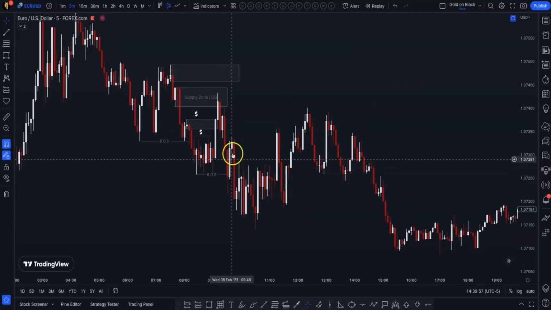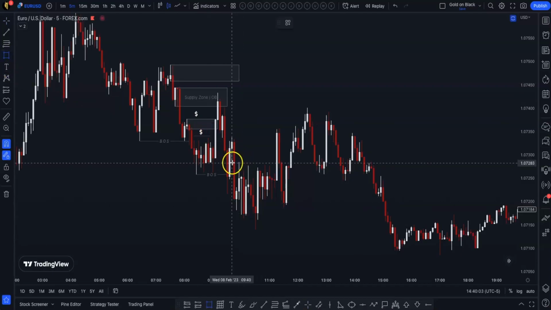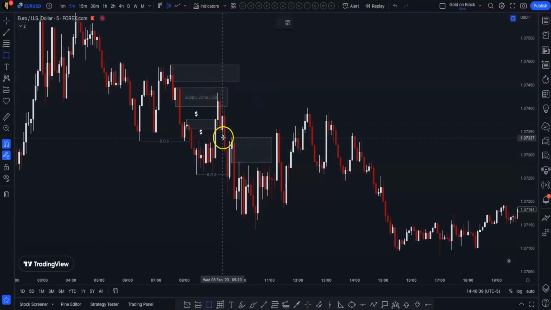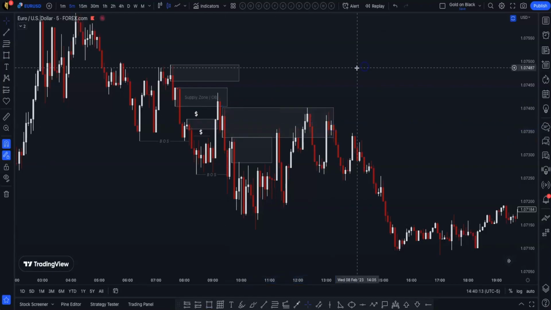After the break, price makes a little correction and drops again, creates another little break right there. We're going to mark the zones, right? We do have this one right here. This is a POI, right? Another zone that we have is this one at the top, okay?